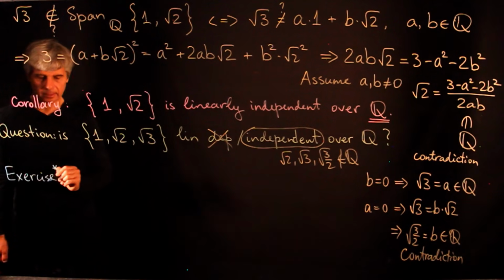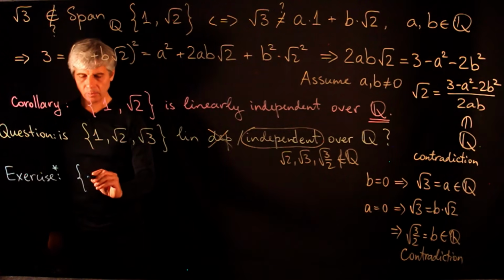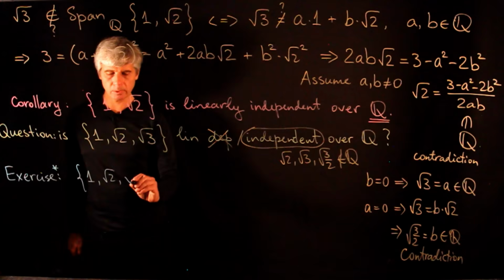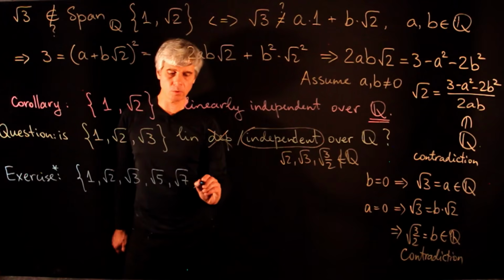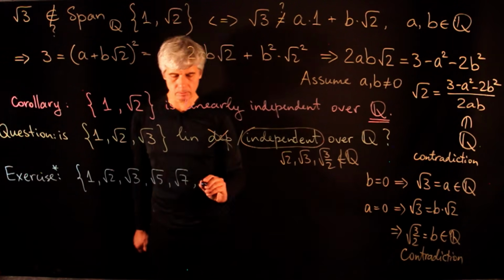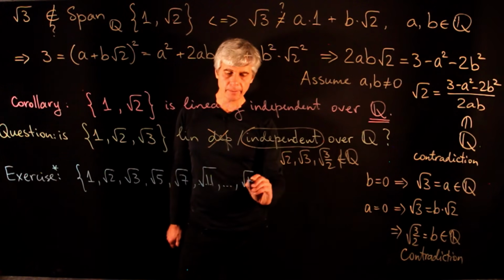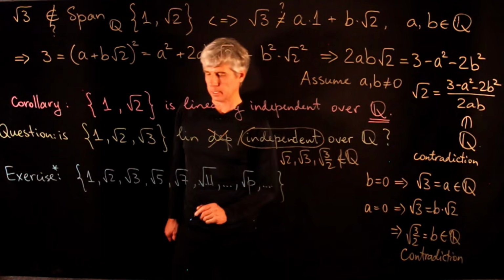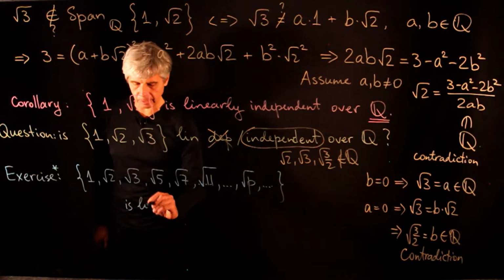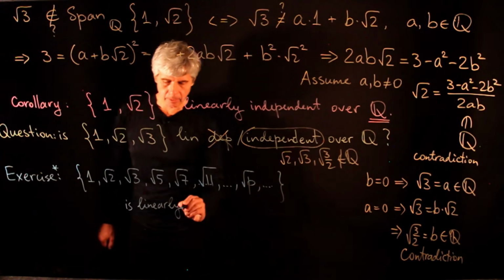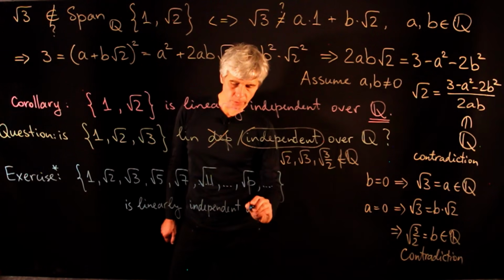So it's somewhat challenging, so I'll put a star here, right? So that the set 1, square root of 2, square root of 3, square root of 5, square root of 7, and then we just go over all, square root of 11, just square roots of prime numbers. And we just form an infinite set like this, is linearly independent over Q.